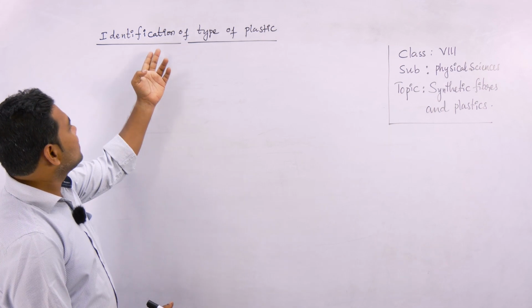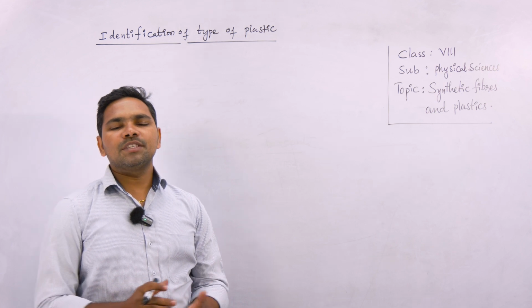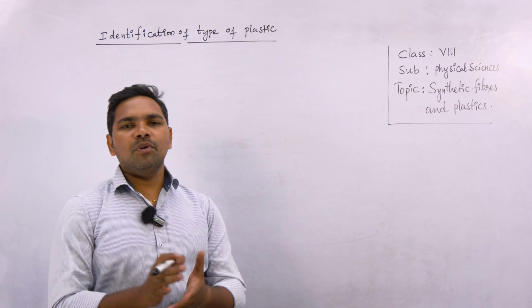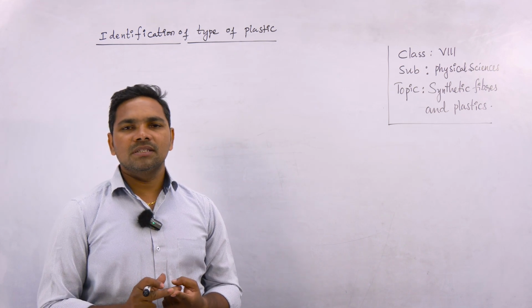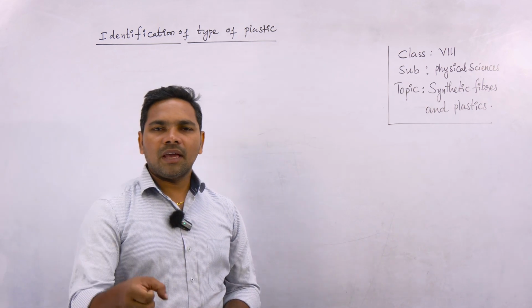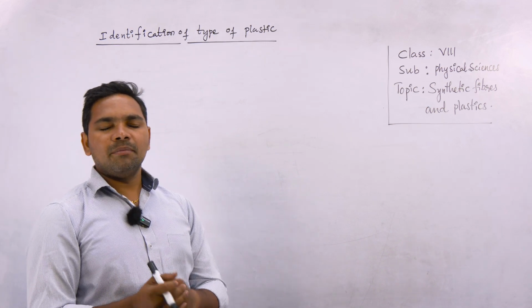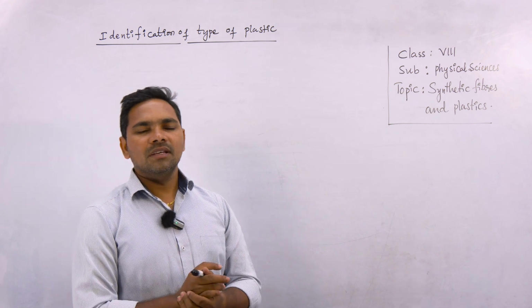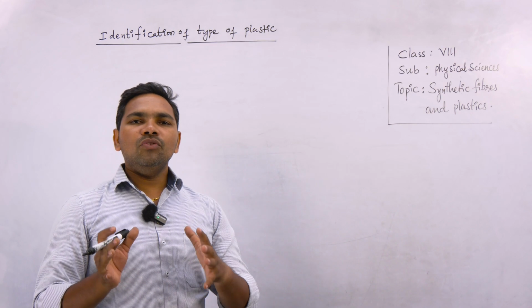So now we'll discuss identification of type of plastic. We use various plastics in our day-to-day life. How do we identify the type of plastic? We use many plastic items like plastic bottles, water bottles, teacups, computer keyboards, carrying bags and plastic jars, food storage boxes, containers. So like many plastic items we see. Then how do we identify?